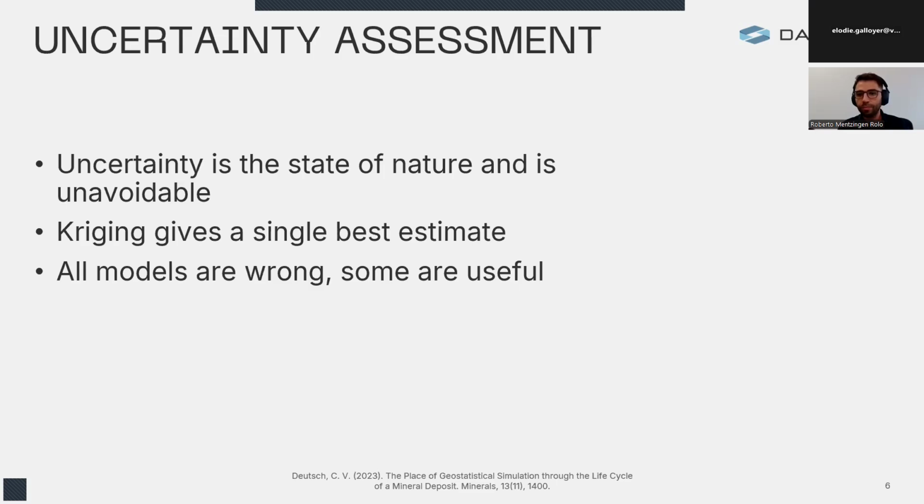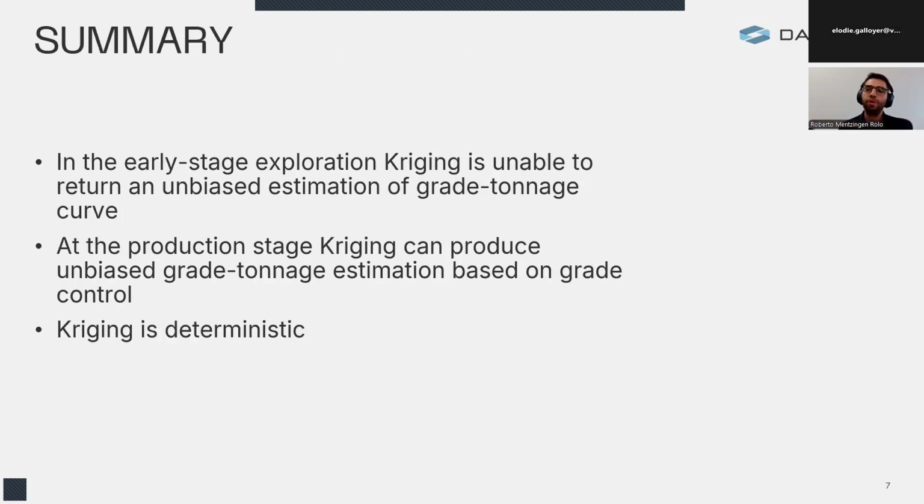So in summary, kriging works well during the production stage when data is dense and closely spaced. However, in the exploration stage, kriging cannot provide an unbiased estimation of the grade tonnage curve. In addition, because it is a deterministic method, it does not allow us to assess the inherent uncertainty in the resource modeling process. So to address this limitation, several nonlinear geostatistical techniques were developed, such as uniform conditioning, multiple indicator kriging, multi-Gaussian kriging, and conditional simulations.